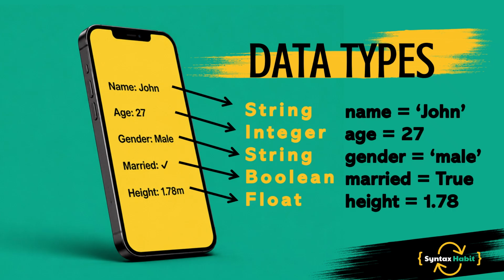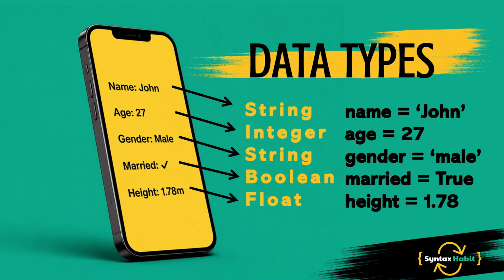Once you've decided that a value should be stored as a float, you should include a decimal point, even if the value is a whole number. For example, write 10.0 instead of 10. This tells Python to treat the value as a float rather than an integer.